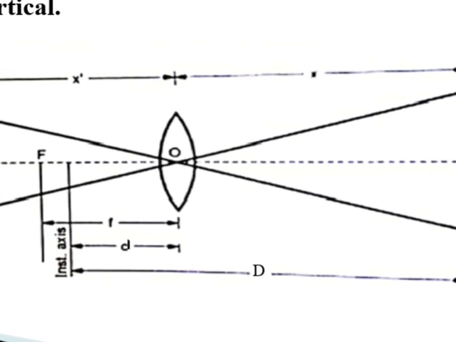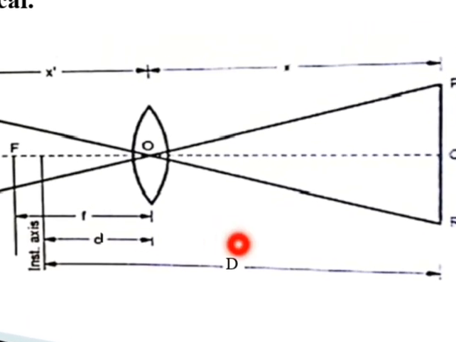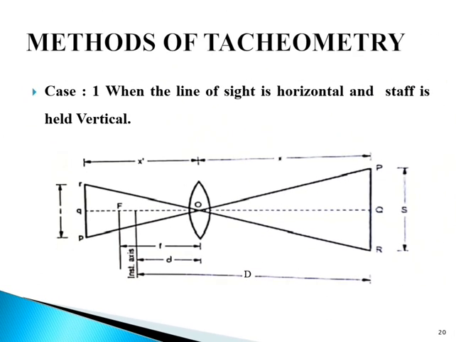Next, small x. Small x is equal to the horizontal distance from O to the staff, and the second one, x dash, is equal to the horizontal distance from O to the plane of the hairs. Next is small d. Small d is the horizontal distance from O to the vertical axis of the instrument. And lastly, capital D is equal to the horizontal distance from the axis to the staff. So we have mentioned each and every term here.